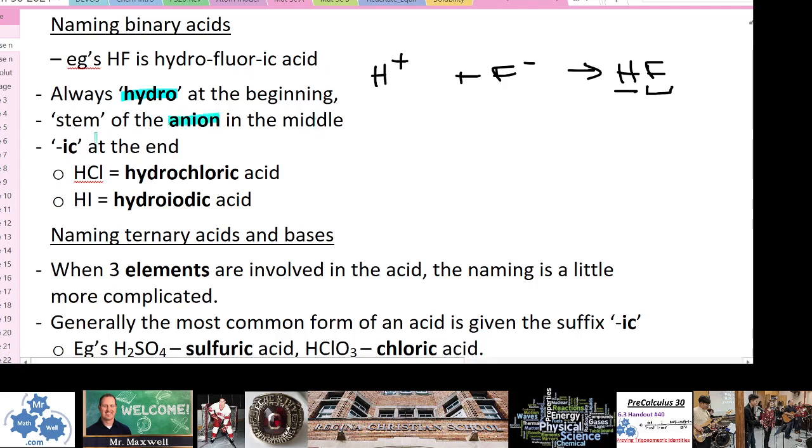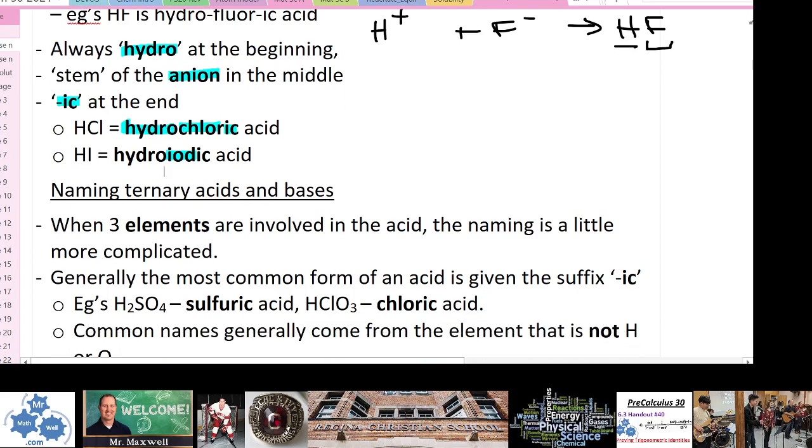And then the ending, the suffix, is ic. So we've got hydro, stem, ic: hydro, fluor, ic. You'll see here we have hydrochloric, and then acid is at the end. You name the acid there. When we have HI, hydro, iodine, iodic, hydroiodic acid. So that's pretty basic. Hydrobromic acid would be another one. That's pretty basic.